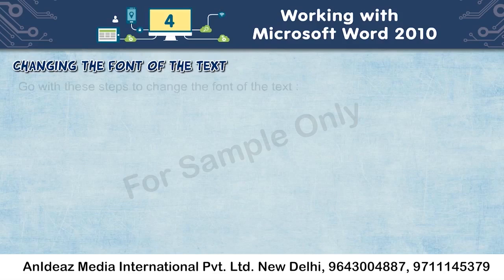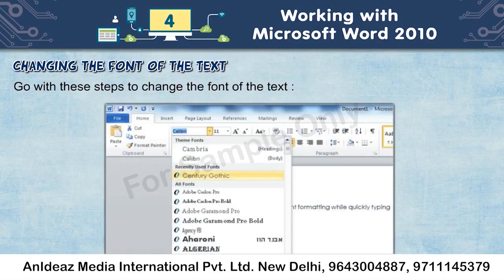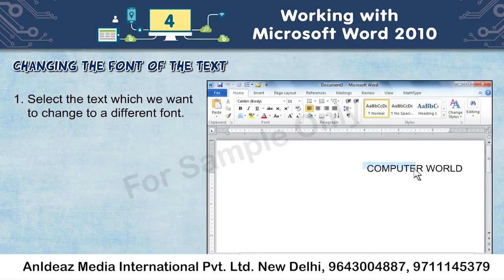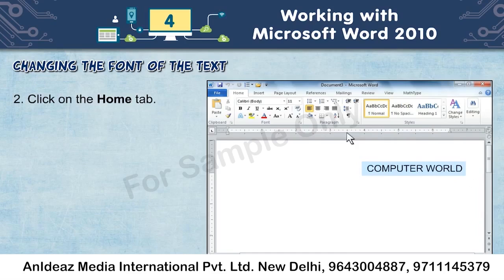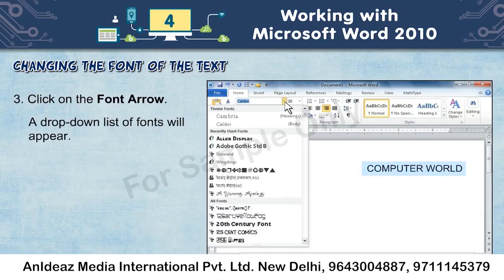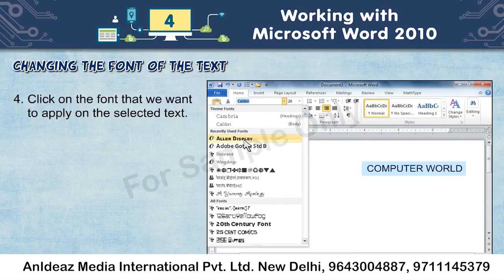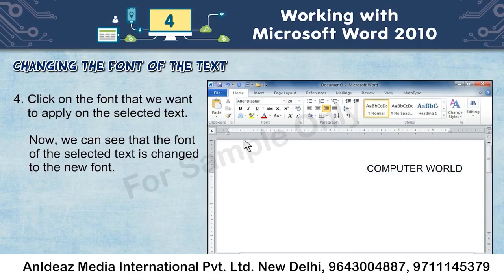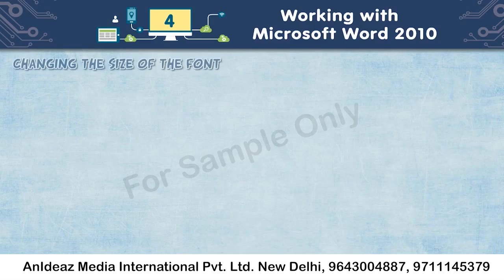Changing the font of the text. Go with these steps to change the font of the text. Select the text which we want to change to a different font. Click on the Home tab. Click on the font arrow. A drop-down list of the font will appear. Click on the font that we want to apply on the selected text. Now we can see that the font of the selected text is changed to a new font.